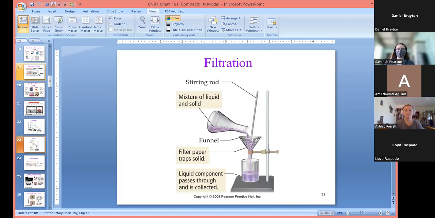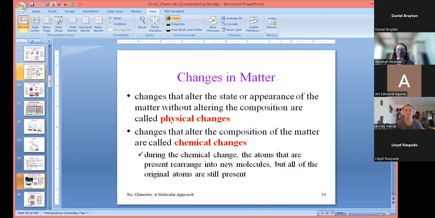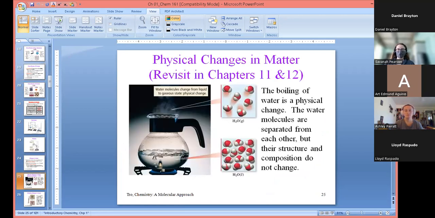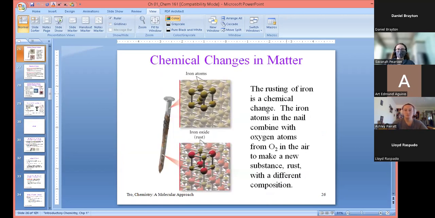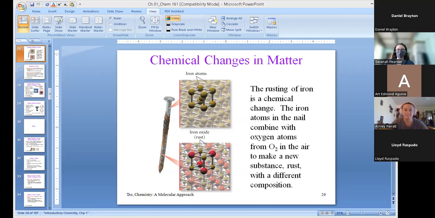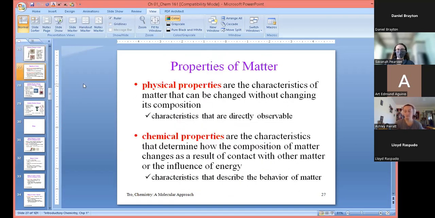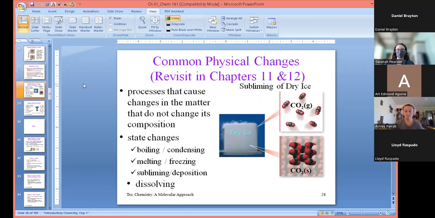So this was all pretty much intro stuff. Boiling water and the math that we'll do behind it in later chapters. Physical versus chemical properties, and showing a few. Again, you can see how there's a lot of foreshadowing for future chapters.